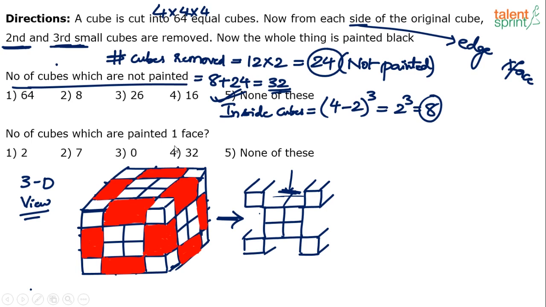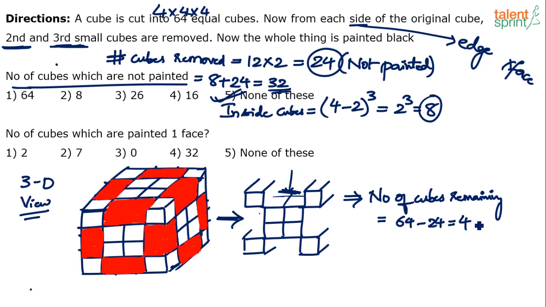Number of cubes which are painted on one face. Understand that if you have removed 24 cubes, how many cubes are there in the figure? The total was 64. From 64, I have removed 24. 64 minus 24, 40. So basically 40 cubes are remaining in the block after the second and third cubes are removed.